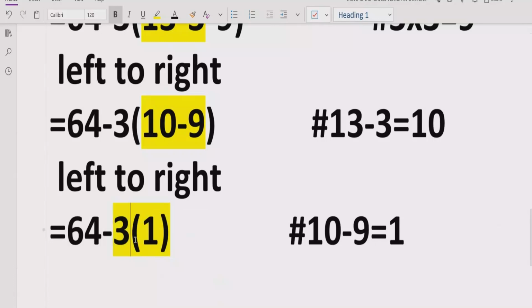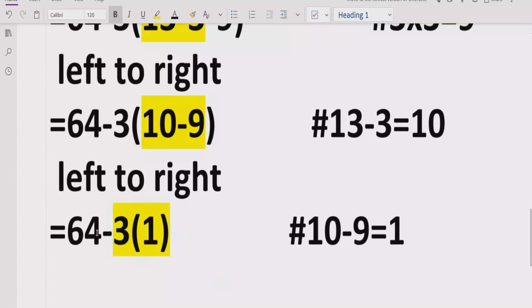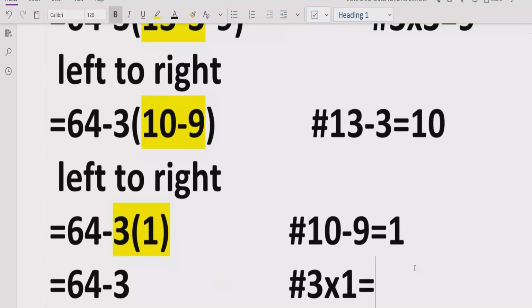Here we have multiplication, which we call implied multiplication. In implied multiplication we do not write any sign of multiplication, but we assume that this 3 multiplies with this bracket. So here the bracket is 1 and the 3. So we will write 3 multiplied by 1 equals 3.